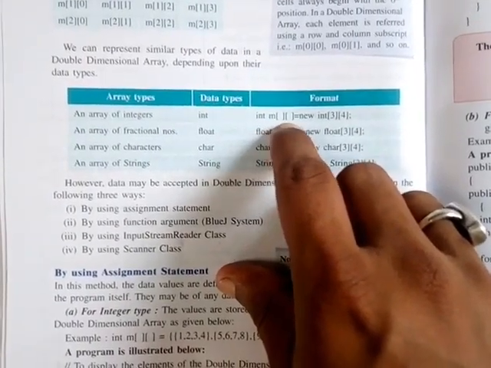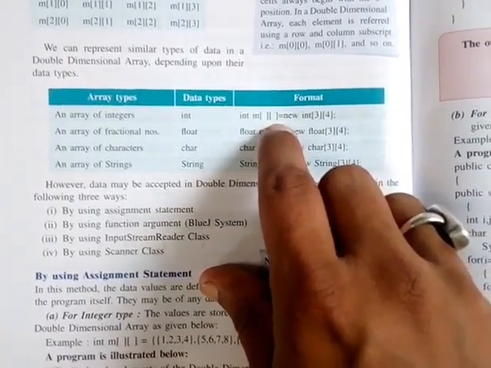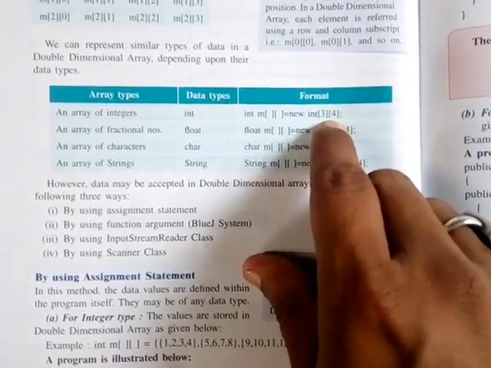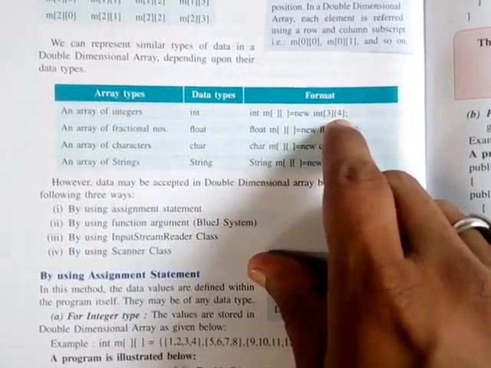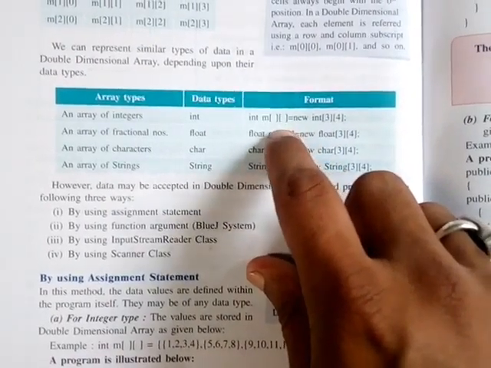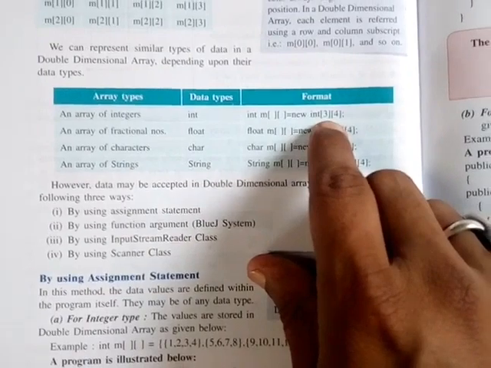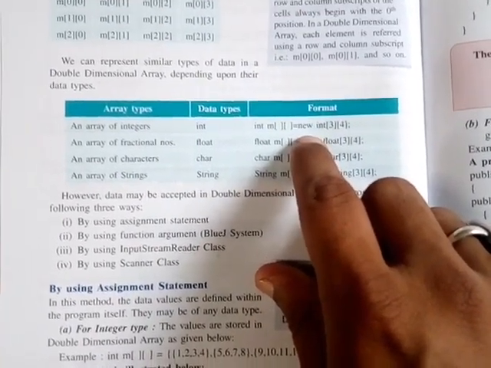See that these are the dimensions. Two dimensions are there, equal to new int[3][4]. 3 4 means in total how many values can it hold? 3 into 4, a total of 12 values can be entered. This array can occupy 12 integer elements. Okay, I hope you have understood.